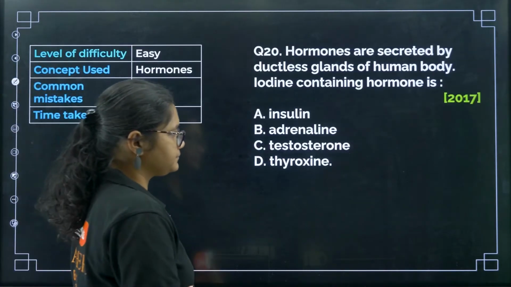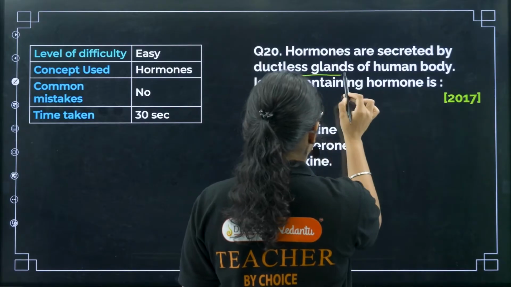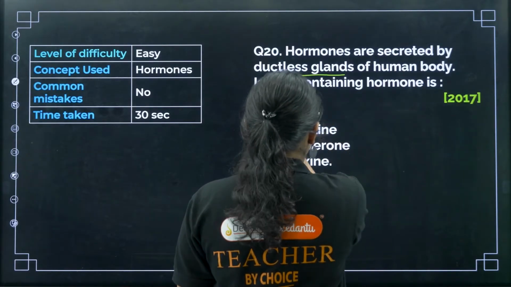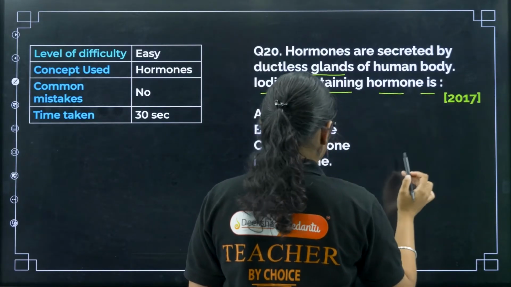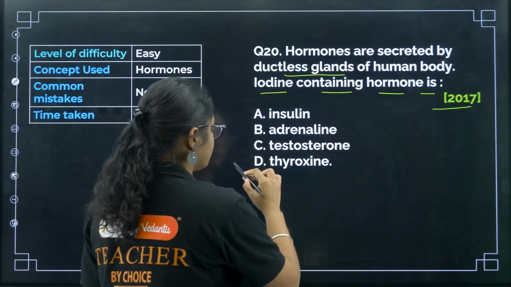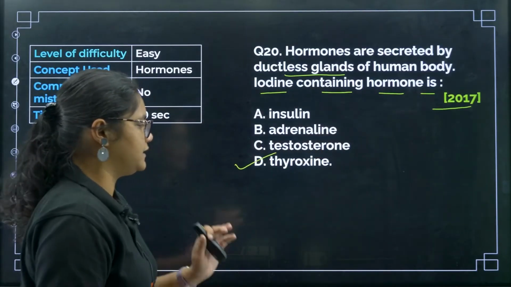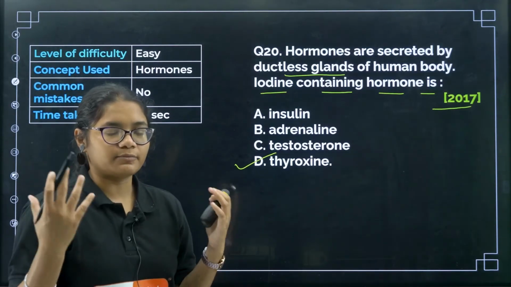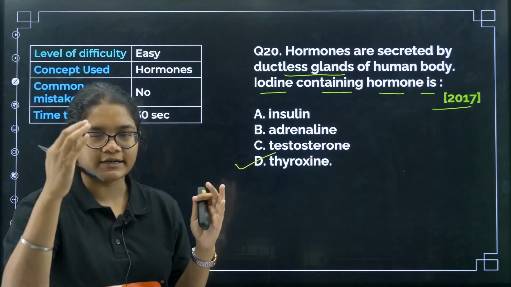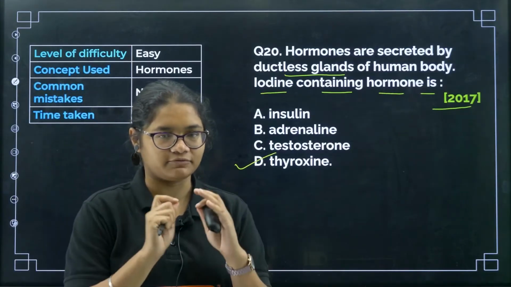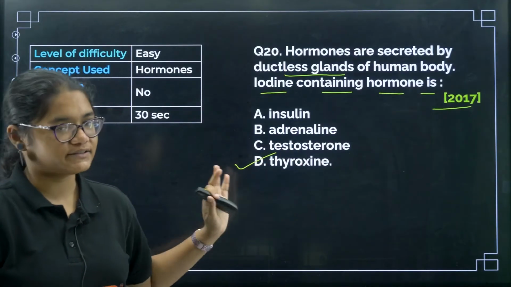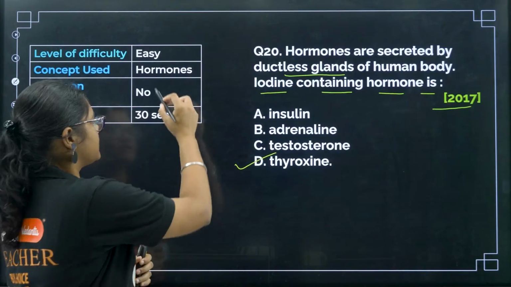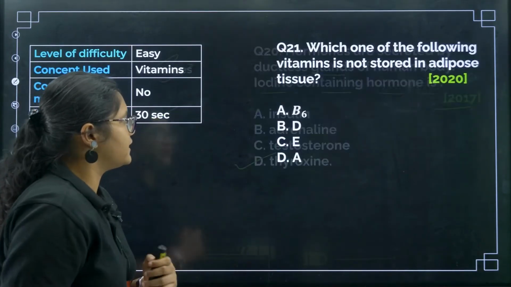Next, hormones are secreted by ductless glands of the human body. Iodine containing hormone is. Okay, so this is again a 2017 question, that is your thyroxine. Very easy, direct definition. In the hormones part, there is like half a page of paragraph. If you study, then you can answer all these questions very easily. So easy questions, 30 seconds is enough.